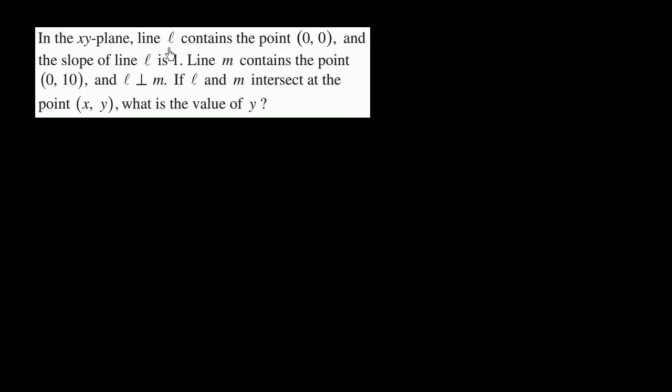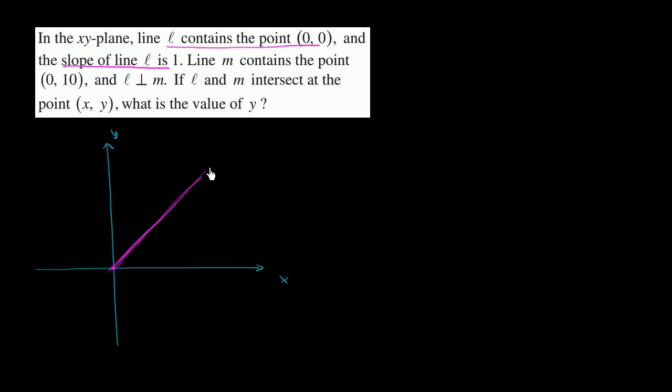In the xy plane, line L contains the point (0, 0), and the slope of line L is 1. So let's just visualize this a little bit. So that's the y-axis. That's our x-axis. Line L contains the point (0, 0) and has a slope of 1. So every time x increases by a certain amount, y is going to increase by the same amount. So it's a slope of 1.